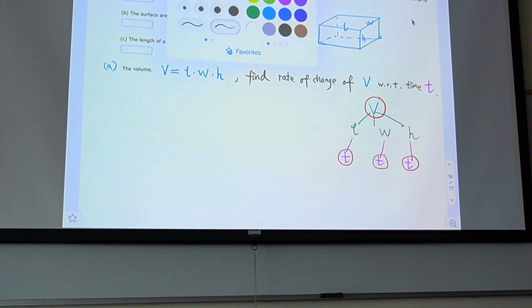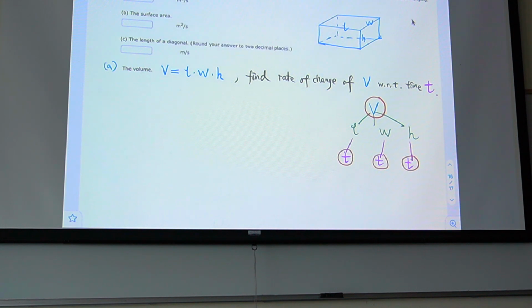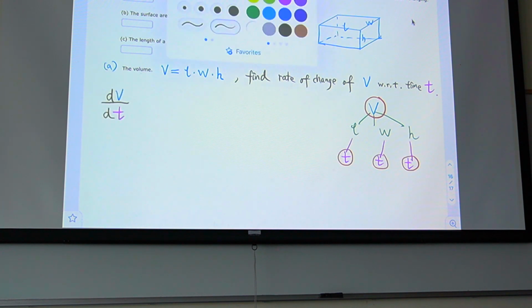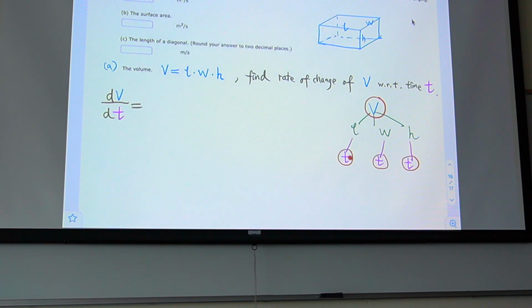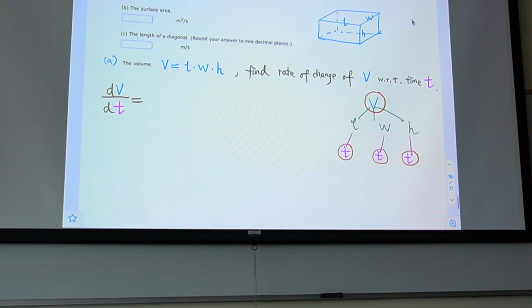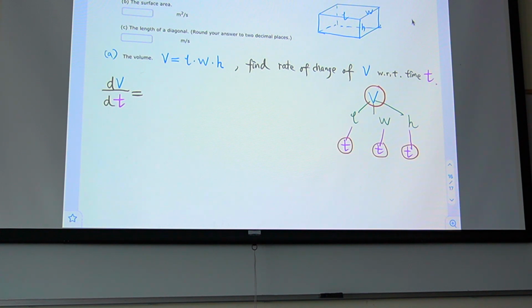So by the chain rule, dV/dt. Because they are functions of only one single variable, T, I can just put a regular d. What does it equal to? Look at the diagram. Partial V, partial L times dL/dt. We got it. Partial V, partial L times dL/dt.